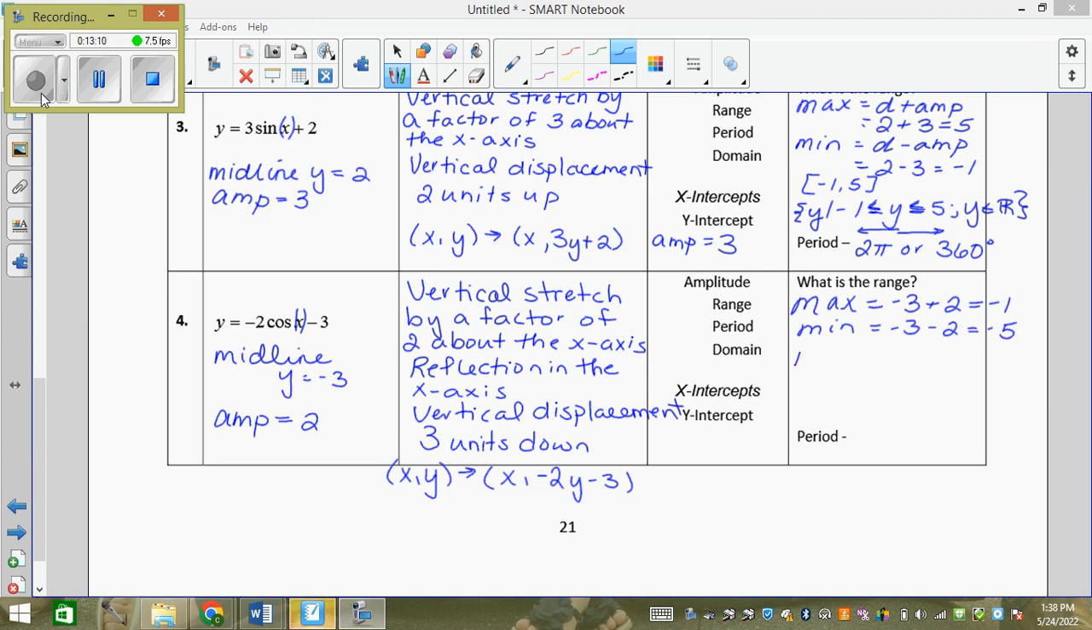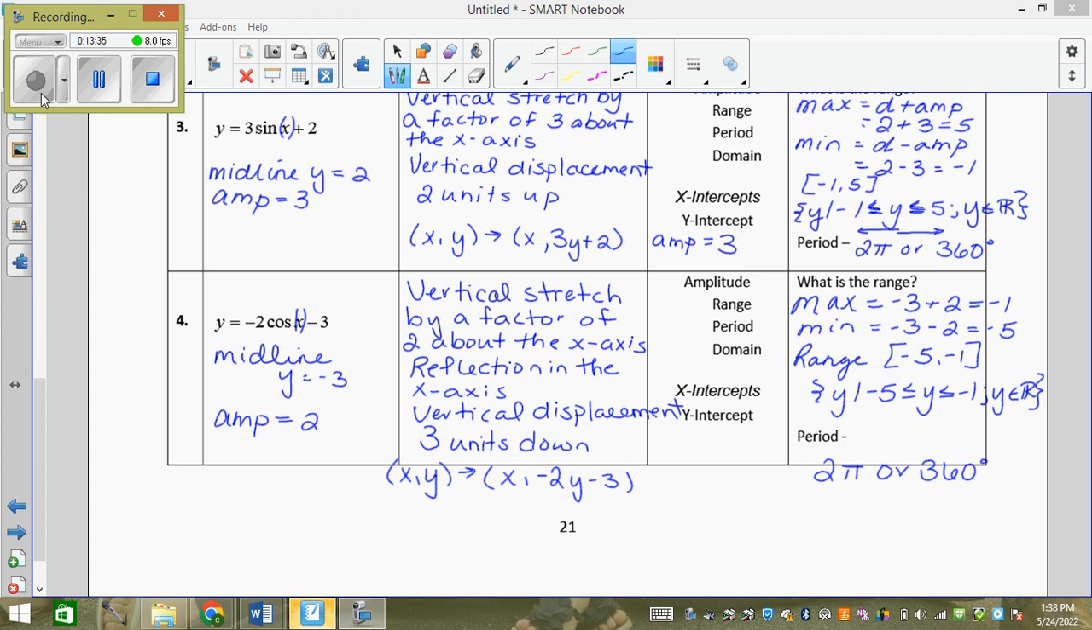And so our range in interval notation is -5 to -1. In set notation, it is y such that -5 is less than or equal to y is less than or equal to -1, y is a real number. The period is still 2π or 360° because nothing happens to the x. And there's no c value, so I don't know if it's in radians or degrees, so I'm writing both.